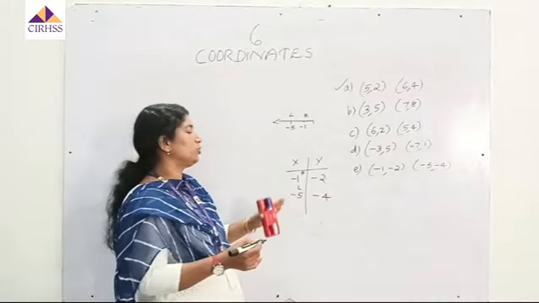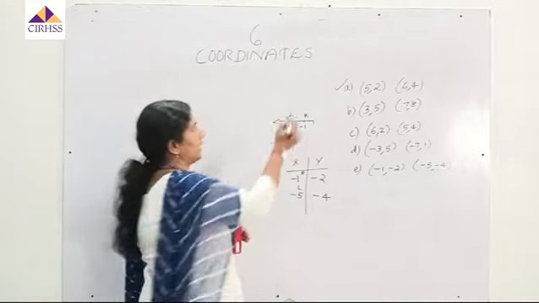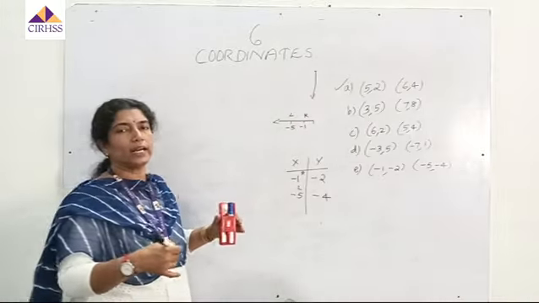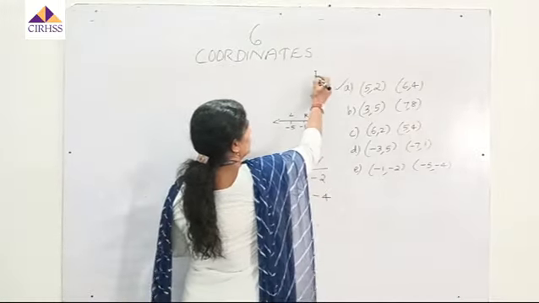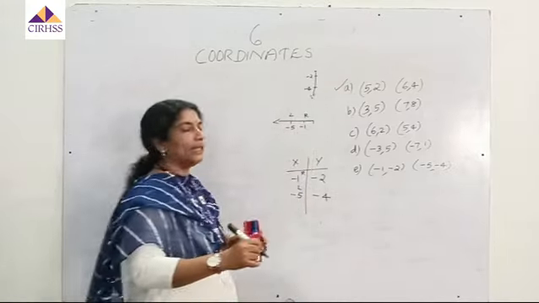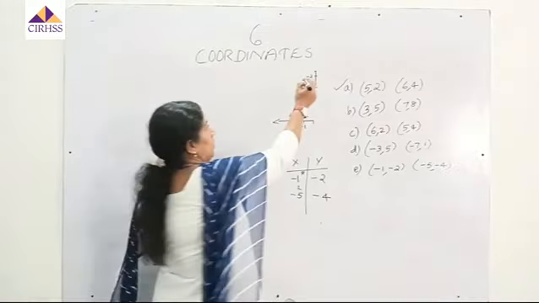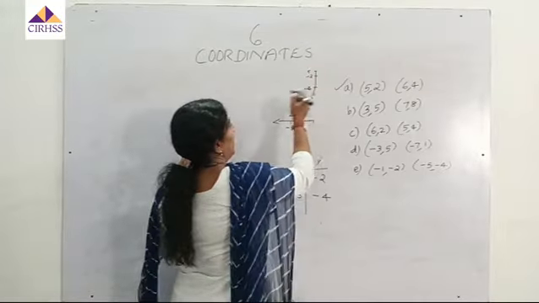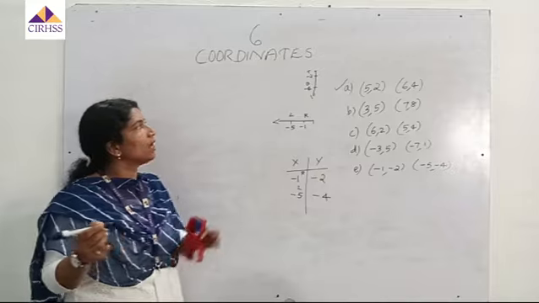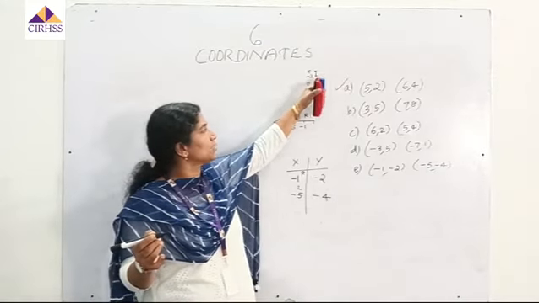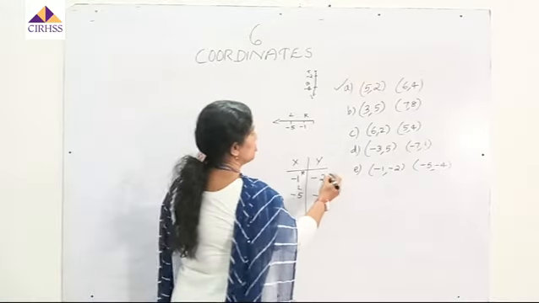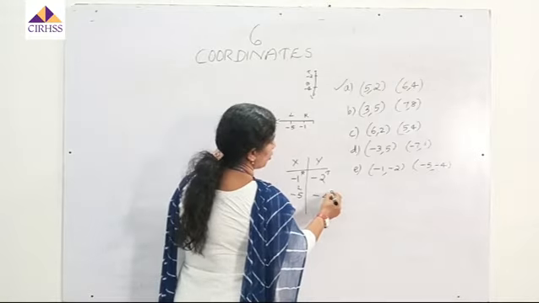Then in the y coordinate we know that it is in the downward direction. Negative numbers are in the downward direction. That is, first one negative 2 and last negative 4. Then negative 2 is on the top side and negative 4 on the bottom side. Negative 2 top, negative 4 bottom.